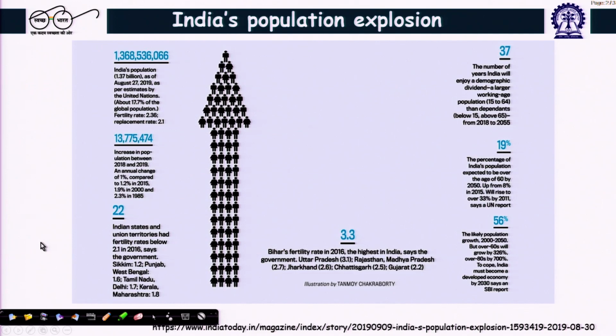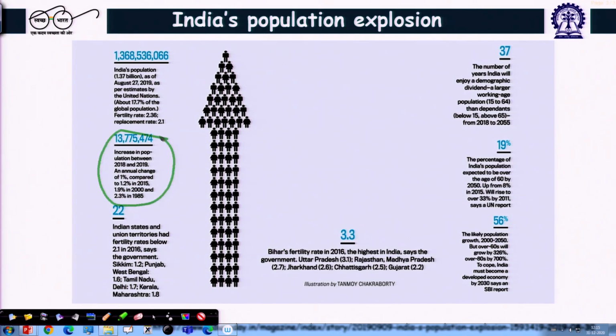So we do have quite an increase in population happening in the country. We have a 13.7 million increase in population in 1 year, from 2018 to 2019. 13.7 million people got added. That's an annual change of 1%, compared to 1.2% in 2015. So the number is going down. It used to be a 2.3% increase in 1985, which went down to 1.9% in 2000, went down further to 1.2% in 2015, and in 2018 to 2019 it was 1%.